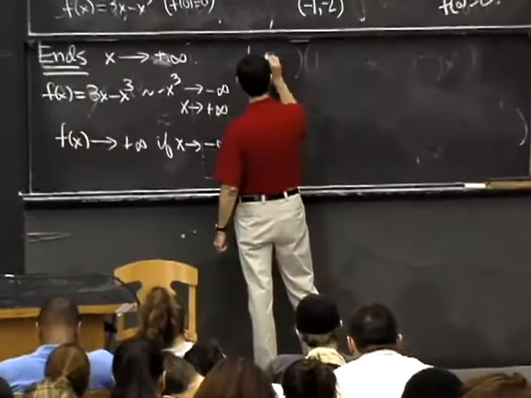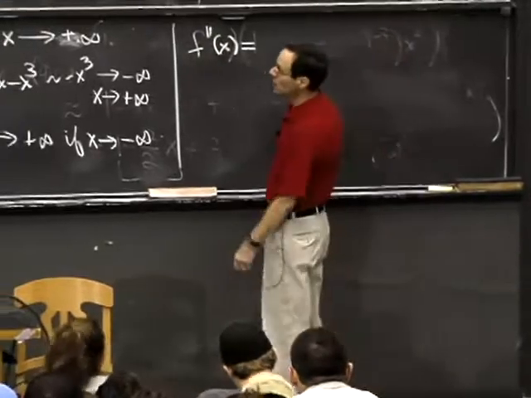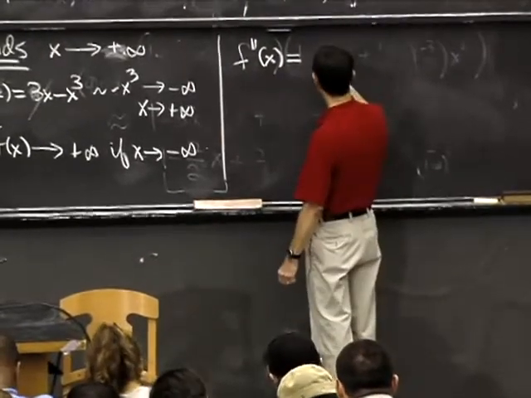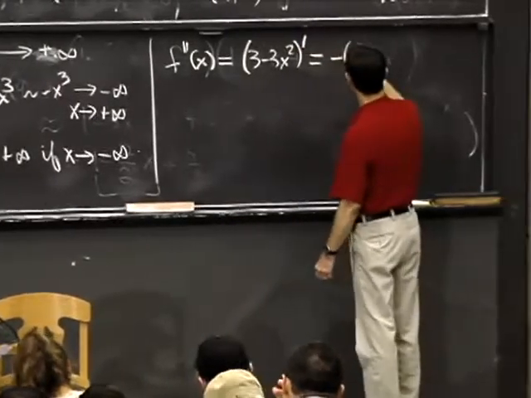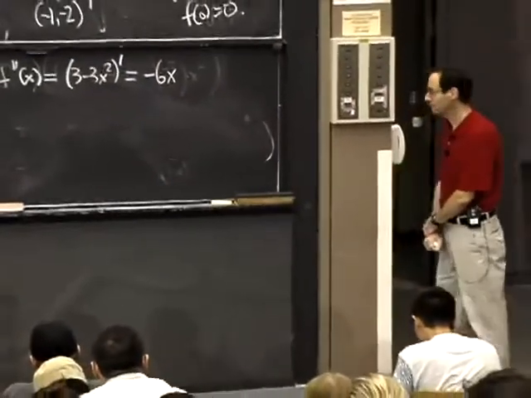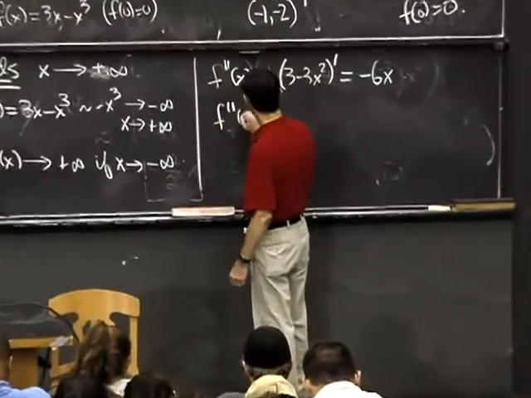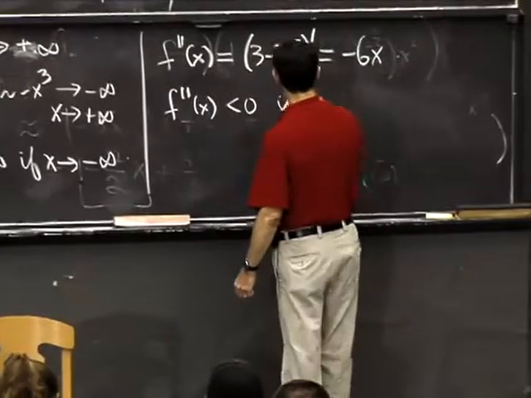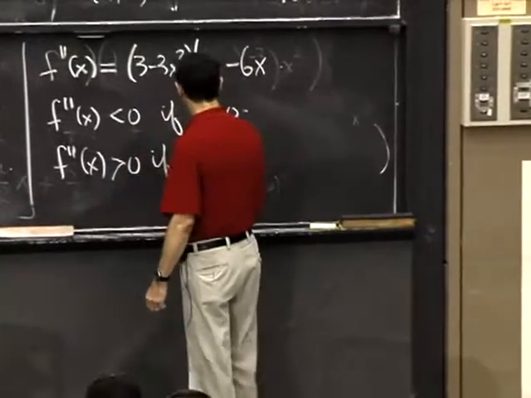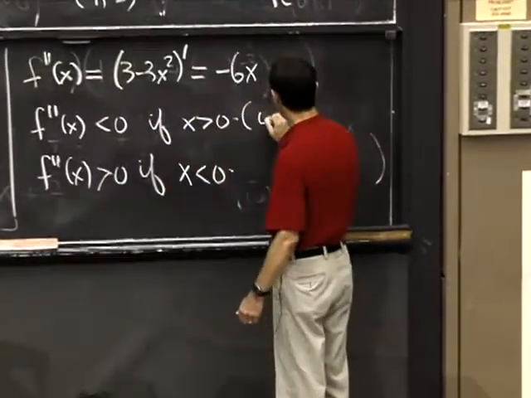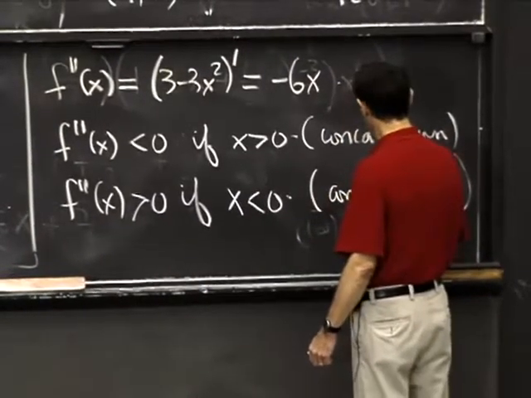And to do that, we'll have to check the second derivative. So if we differentiate a second time, the first derivative was, remember, 3 minus 3x squared. So the second derivative is minus 6x. All right? So now we notice that f double prime of x is negative if x is positive, and f double prime of x is positive if x is negative. And so in this part, it's concave down. And in this part, it's concave up.